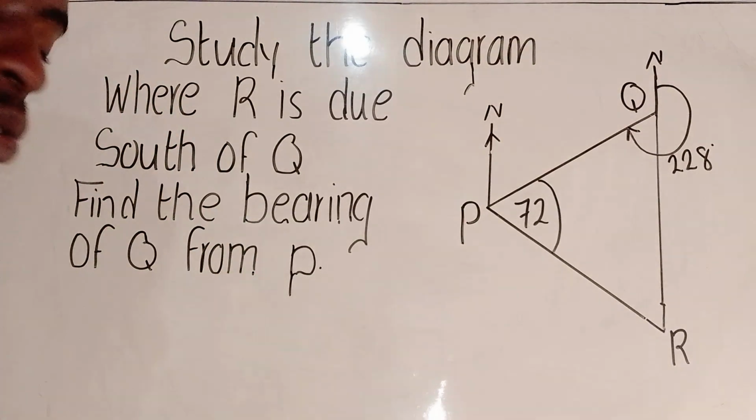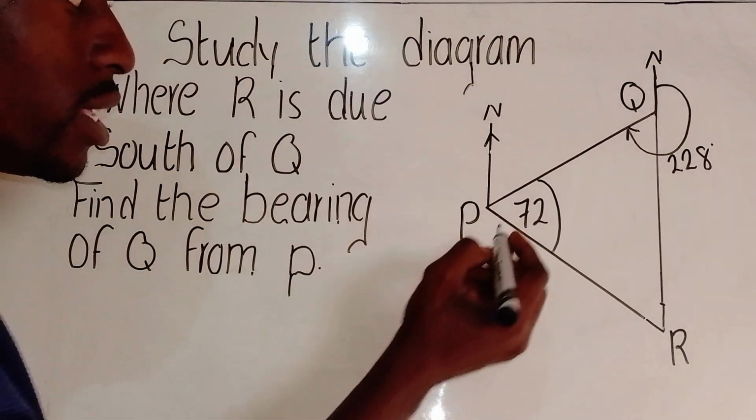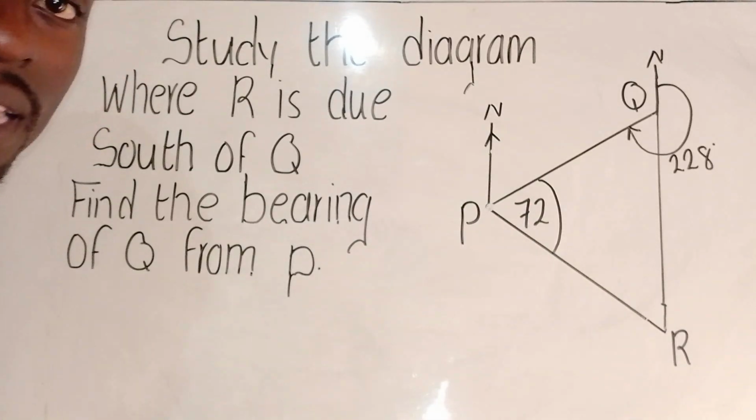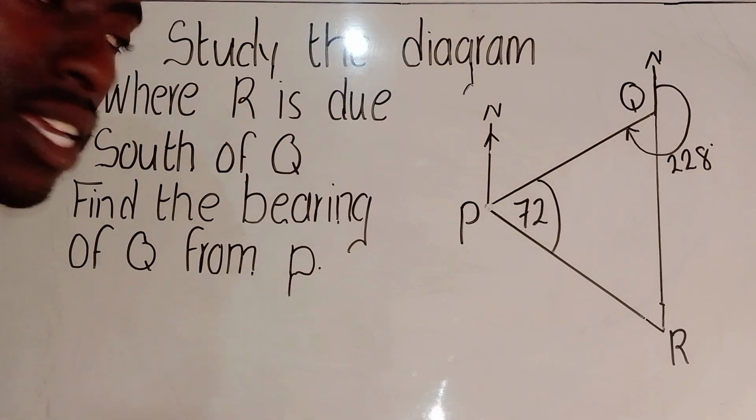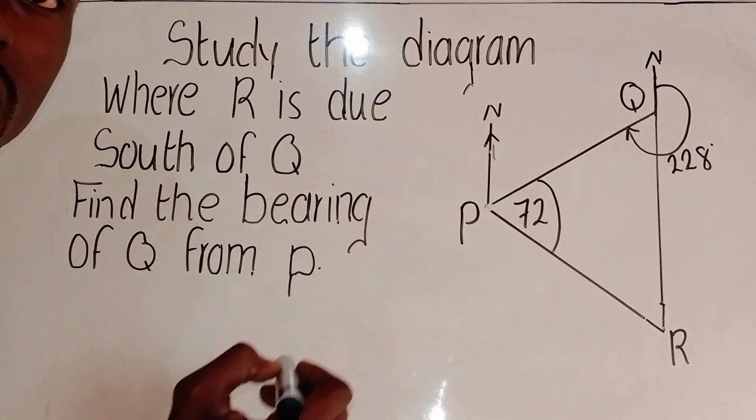Okay, so now what we do is this. Since they have said from P, you go to point P. Where is P? It is here. This is point P there. Now the next step is you check. Do we have the north there? Yes, the north is here. The north is already given there.